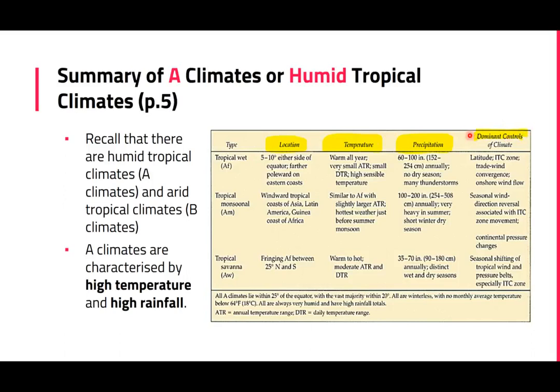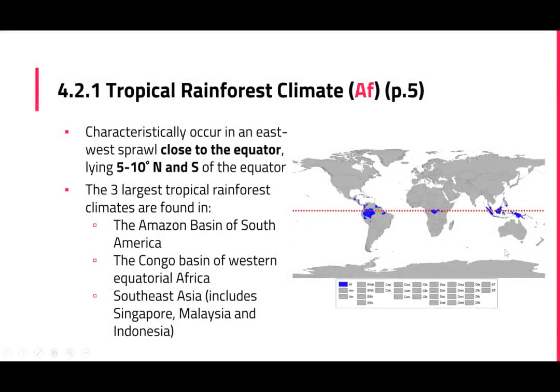So let's start with AF. For the AF climate, it is also known as the tropical rainforest climate. Let's start with the location. It's located close to the equator, lying between 5 to 10 degrees north and south of the equator. You can see from this map that the red line is the equator, and the AF climates are very, very close to the equator, within 5 to 10 degrees north and south.